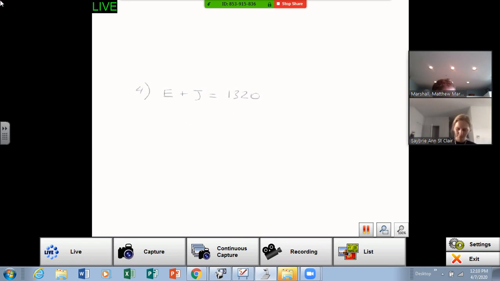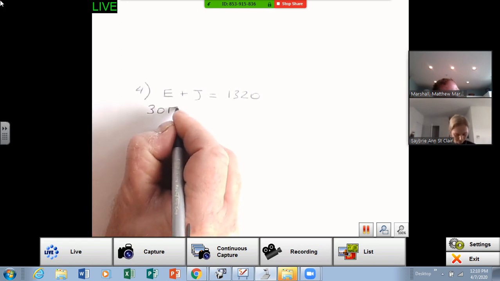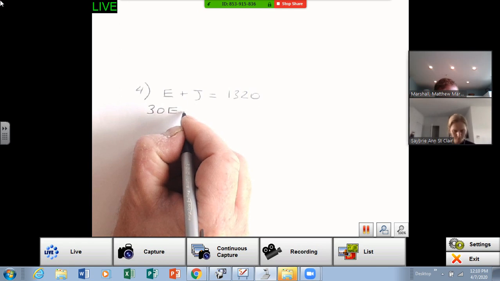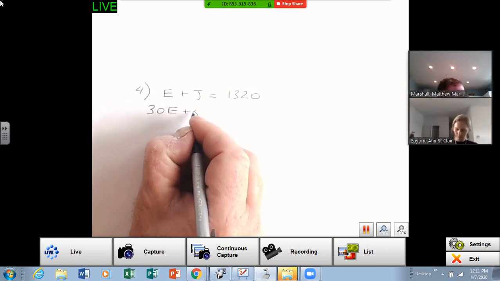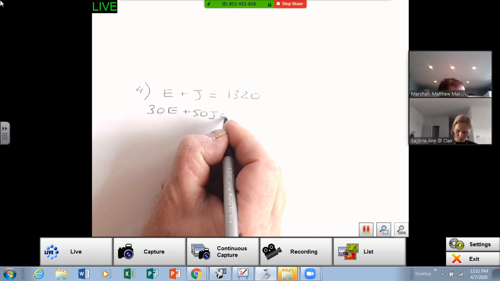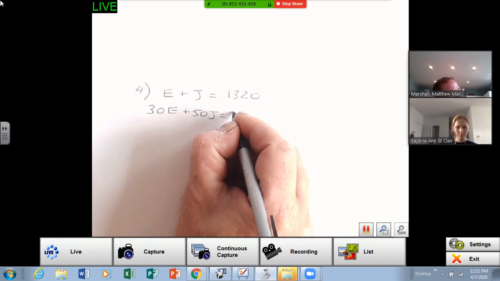My second equation deals with the rate of change. So for the Escobar family, it's going to be 30 E, because theirs is 30 gallons per hour, and the Johnson's is 50 J, and that equals 32 out equals 32.